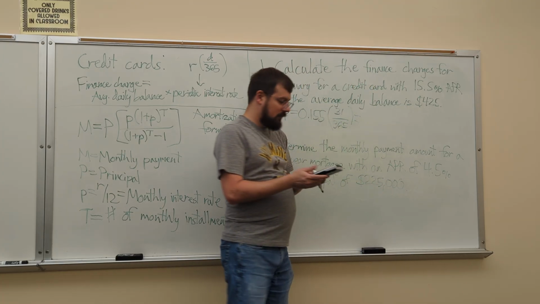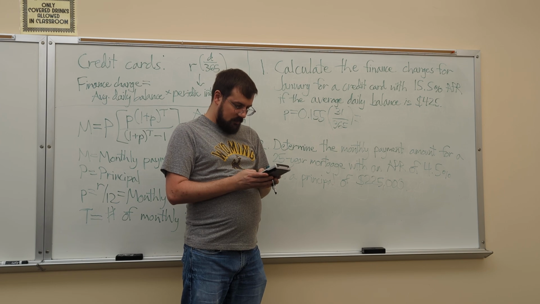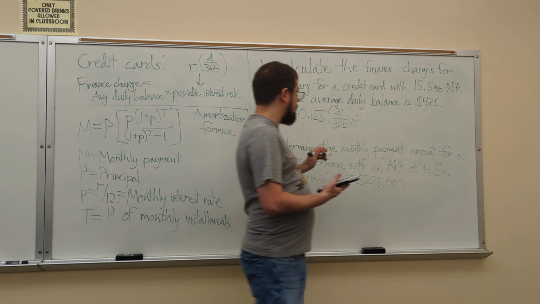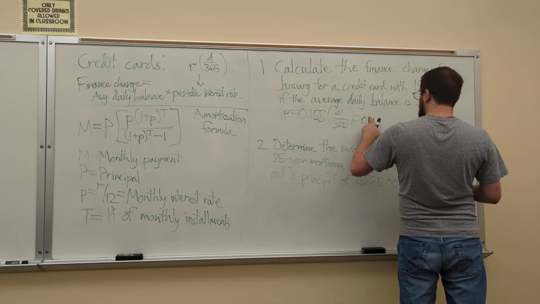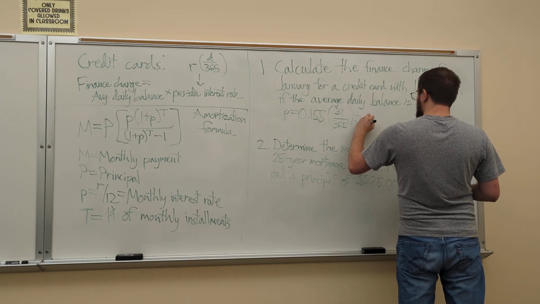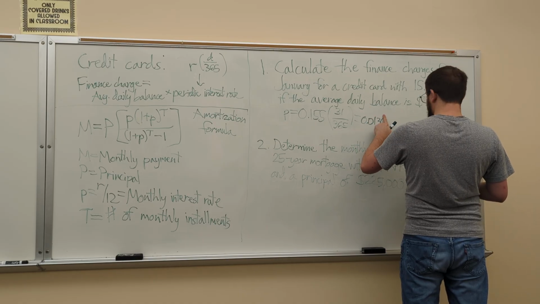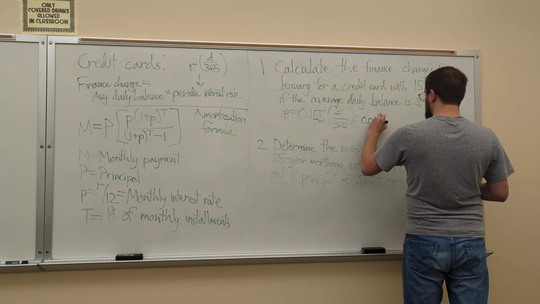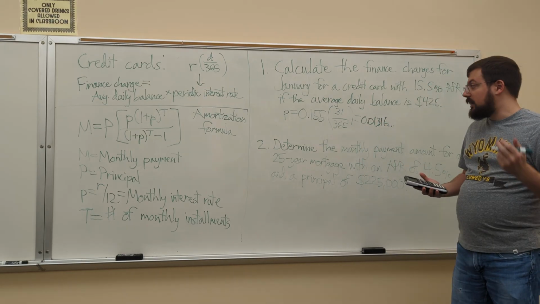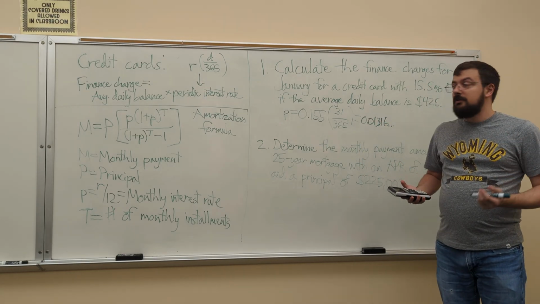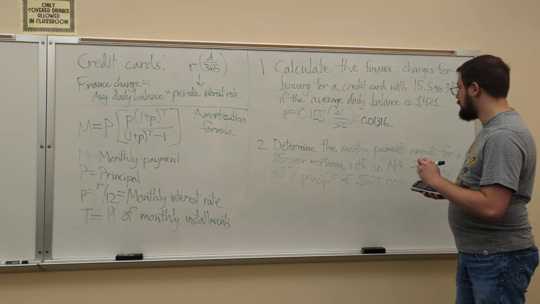And what this gives us is 0.0136, or 0.01316, sorry. So this is our periodic interest rate. Now all we have to do to find the finance charge is just multiply this by our average daily balance.